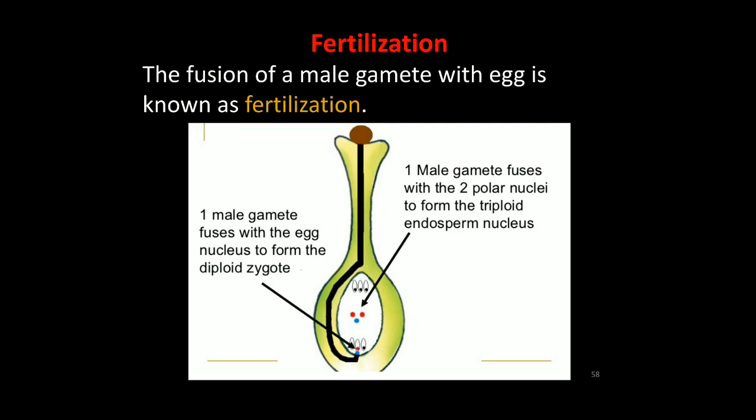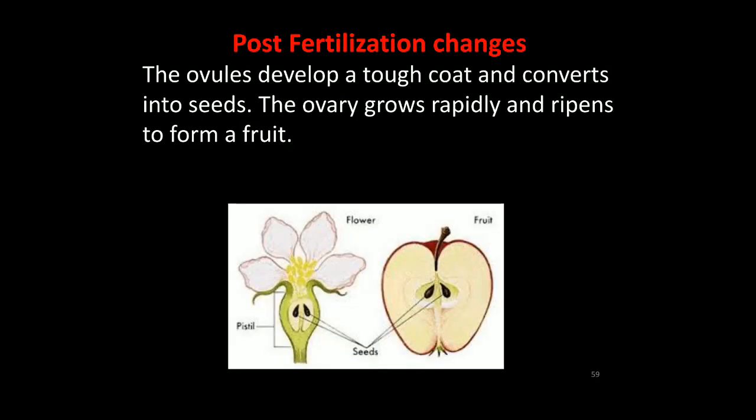Next, fertilization. The fusion of a male gamete with an egg is known as fertilization. Male gamete and female gamete fuse, that is, the male reproductive cell and female reproductive cell combine together. In plants, the female reproductive cell we call ovules, the egg. Whereas the male reproductive cells are called pollen grains. The ovules develop after fertilization.